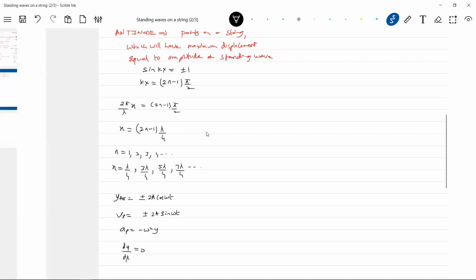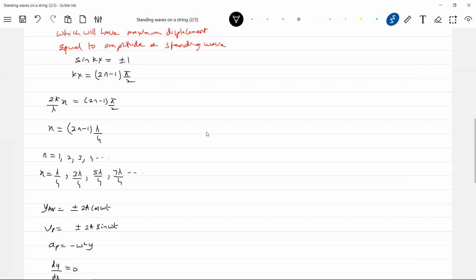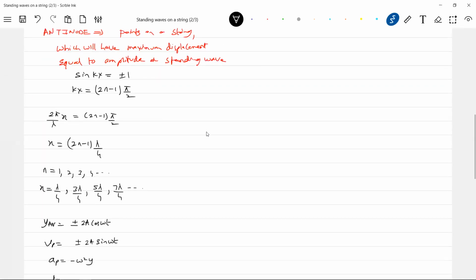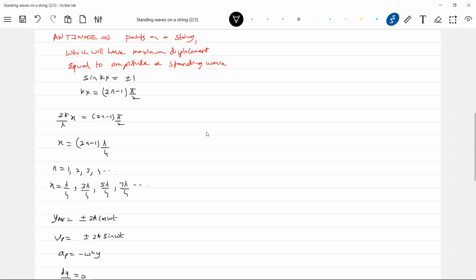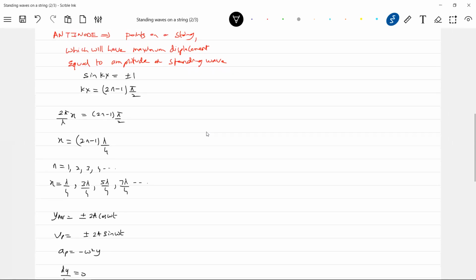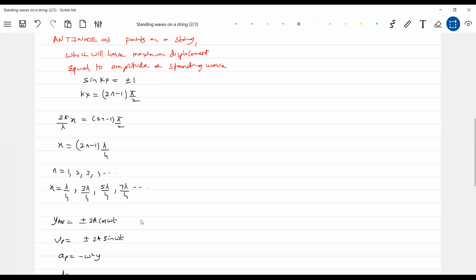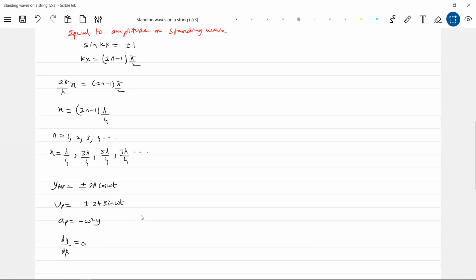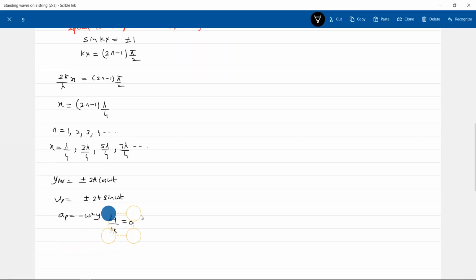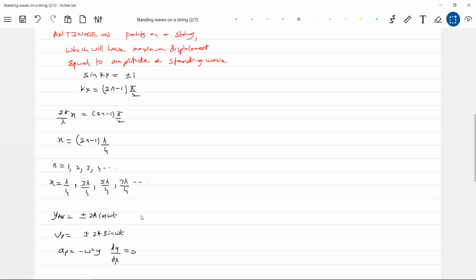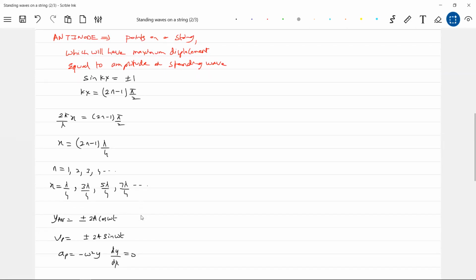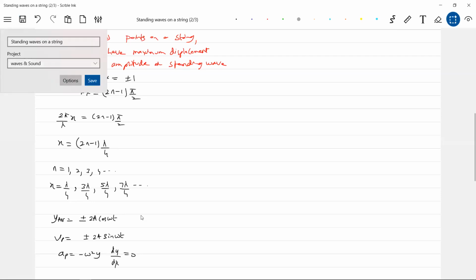So there are some points. I think, okay, now visible. Antinode. Dy by dx will be 0. I'll write it here. I think the total content is visible. Check it once. Okay, this is about the antinode.